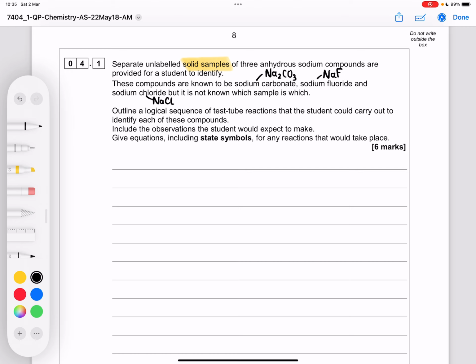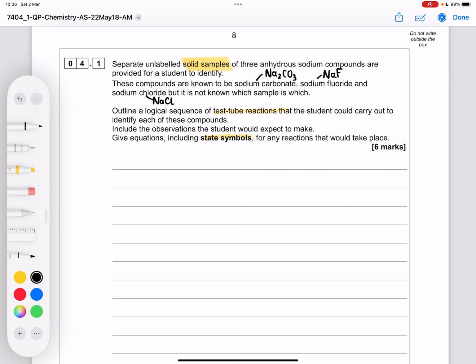Outline a logical sequence of test tube reactions, so we're on a test tube scale, that the student could carry out to identify each compound. Include the observations the student would expect to make, give equations, including state symbols, for any reaction that would take place. So we're looking at our 3 things, and we notice that sodium's a common factor, so sodium is not a variable. So we're looking at testing negative ions. We've got 2 group 7 halide ions and a carbonate ion.